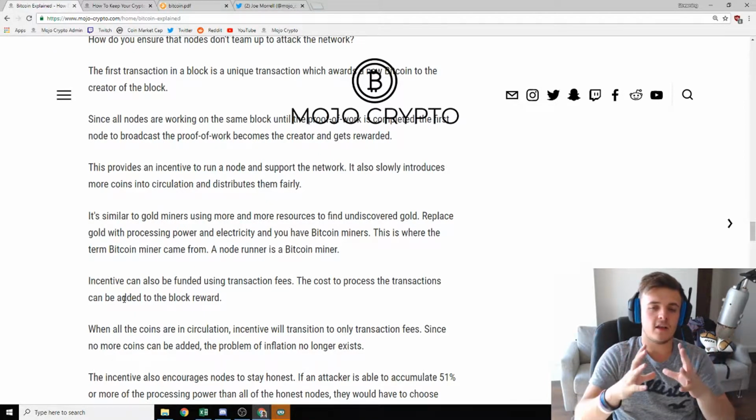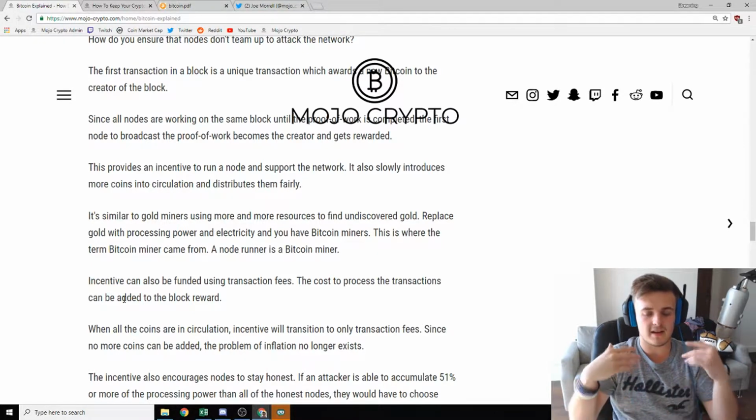The way the Bitcoin network works is the busier the network, the more expensive the transaction fees, and the less busy the network, the cheaper. So sometimes it's cheaper than traditional banking, sometimes it's more expensive than traditional banking.